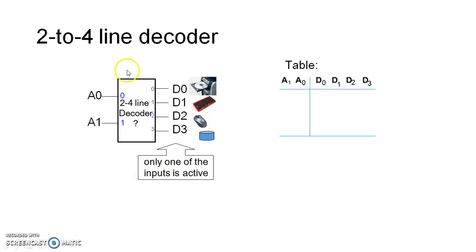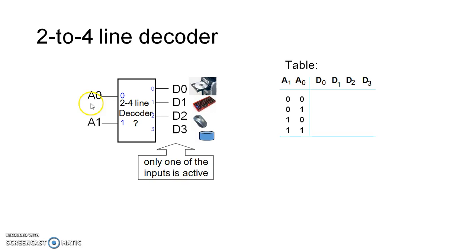So we will see how to design a 2 to 4 line decoder. This is the symbol for that. These two inputs are called address lines or select lines, and when I have two inputs, I will get 4 outputs. So this is called a 2 to 4 line decoder.